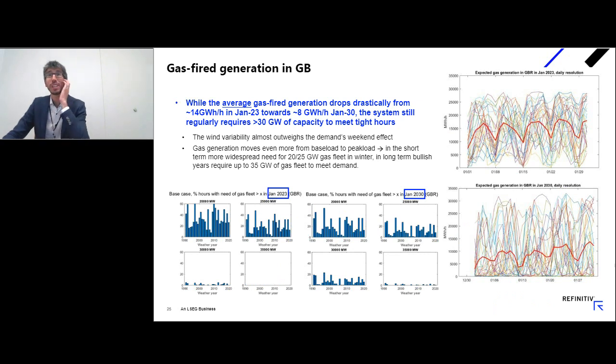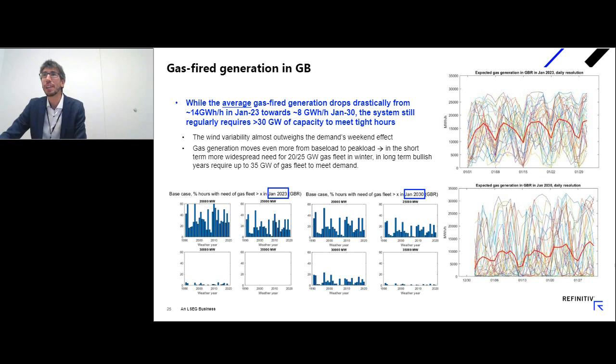So I want to talk to you now about the UK, Great Britain, because that is a very nice example. Great Britain, as you know, is a country that at the moment relies a lot on gas, more than Germany and France. So together with the Netherlands, as we've seen in the chart earlier, it is the big country in Europe that relies the most on gas. And here we have measured the average gas-fired generation in January 2023 versus January 2030. These two charts actually tell a lot of stories, and I will try to comment on some of them.